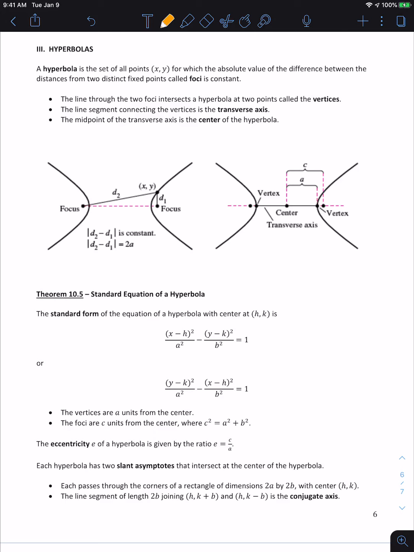The line segment that connects the vertices is called the transverse axis. So this right here, from vertex to vertex, is called the transverse axis. The center lies right in between that.